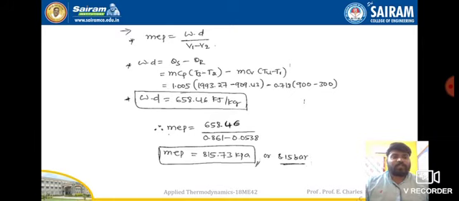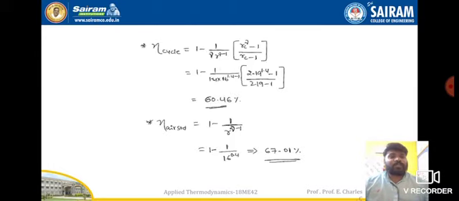Next we need to find the mean effective pressure. We know the value of work done, divided by V1 minus V2. If you substitute, we will get the mean effective pressure in kilopascals. So 815.73 kilopascals can be converted into 8.15 bar. So we have found the mean effective pressure.